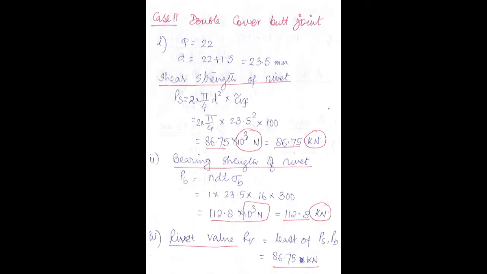So the third step is the rivet value. Rivet value is, as I have told you earlier, the least of PS and PB, means shear strength and bearing strength. Whichever value is less, that value will be the rivet value. So the rivet value is 86.75 kilonewton. Please mind the unit in every step.